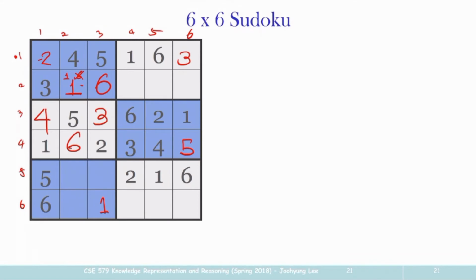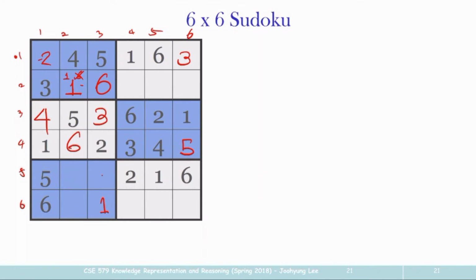So according to the row, column 3, there should be 2 numbers that are missing, right? 1 and 4. So why not 4 here? How do you know that it should be 1? Ah, you're looking at this guy. Okay, that's fine. So if we put 1, then this is a problem. So instead of this one, maybe we should look at this guy first, right?